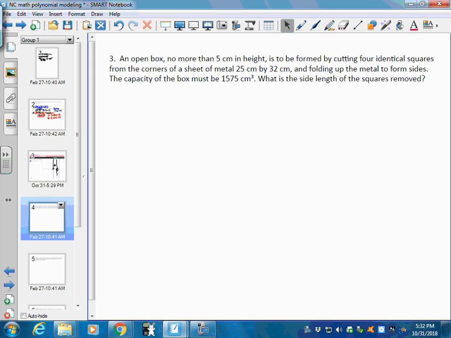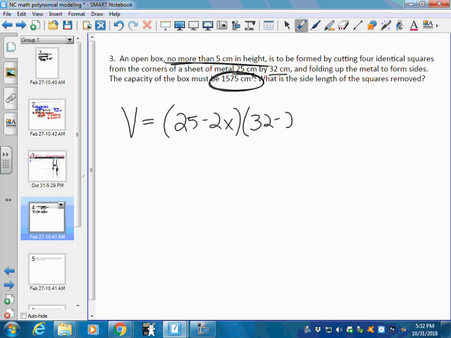Open box. They tell us it can be no more than 5 centimeters in height. They give us the dimensions, but they also tell us what the volume must be. So sometimes you know how much volume you got. And in this case, they did. The capacity of the box has to be 1575. So you've got to use that in your function. So first of all, my volume is going to be 25 minus 2x, 32 minus 2x times x. So I got my function. Now we know the volume has got to be 1575.